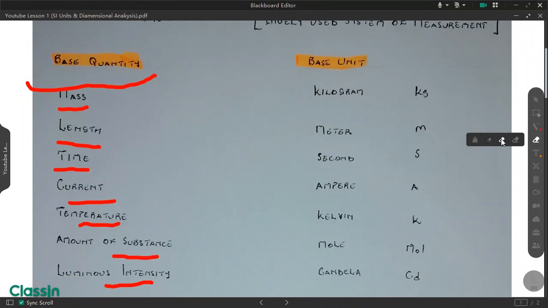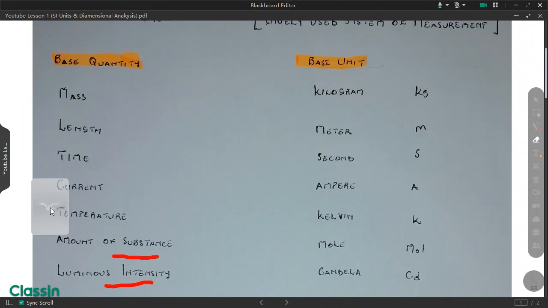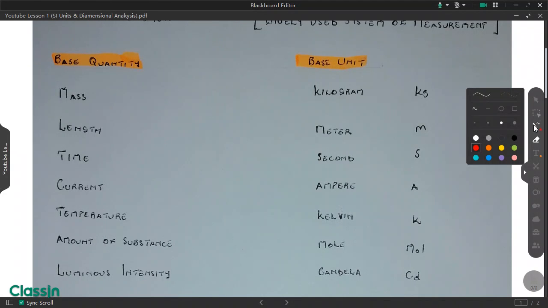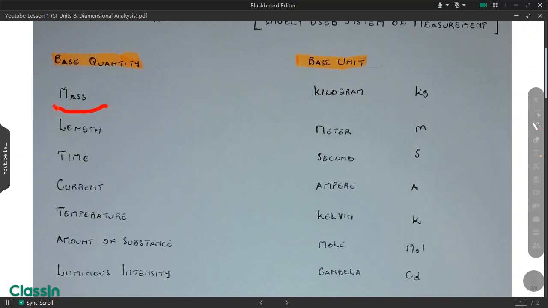So that's luminous intensity. But in our case, in fluid mechanics, we're going to deal with three fundamental quantities, or base quantities, which are mass, length, and time. All of these base quantities have their base units. You understand? The base unit of mass is the kilogram. The base unit of length is the meter. The base unit of time is the second. So I usually call it MLT.